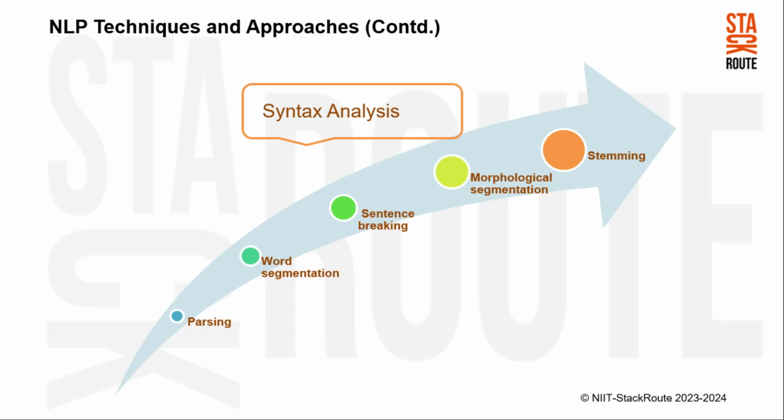Syntax techniques include parsing. This is the grammatical analysis of a sentence. Example, a natural language processing algorithm is fed the sentence, "The dog barked." Parsing involves breaking this sentence into parts of speech, that is, dog equals noun, barked equals verb. This is useful for more complex downstream processing tasks.